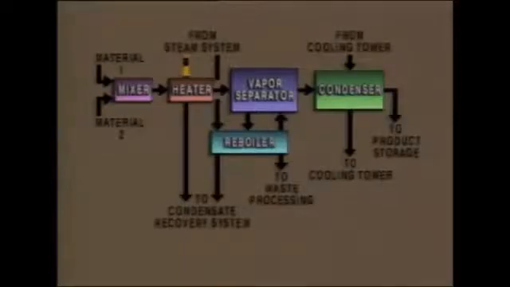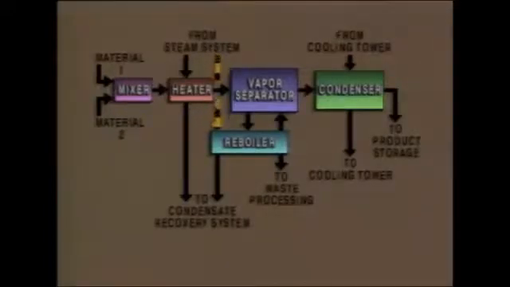Steam from the steam system supplies heat to the heater. The steam from the steam system is an example of a utility. Utilities are necessary for process operation, but don't end up in the product. They're typically used to transfer energy into or out of a process system.